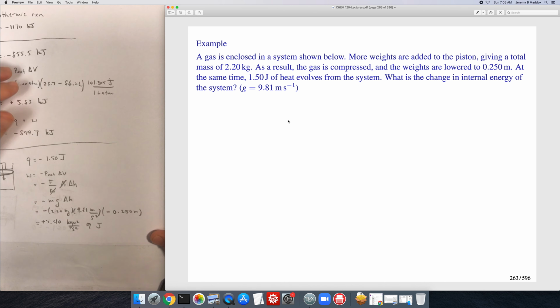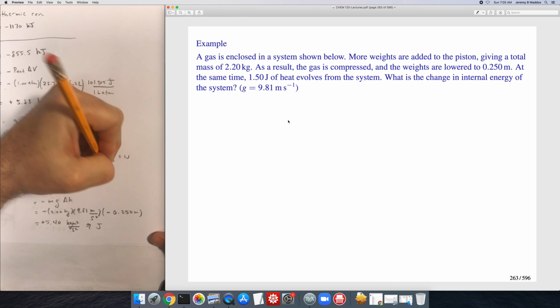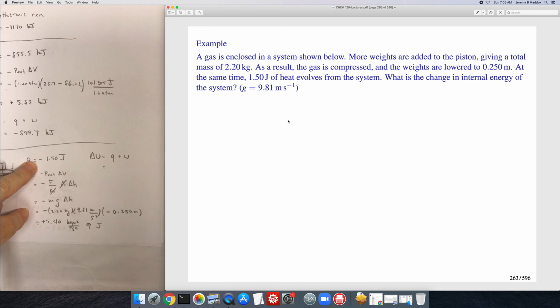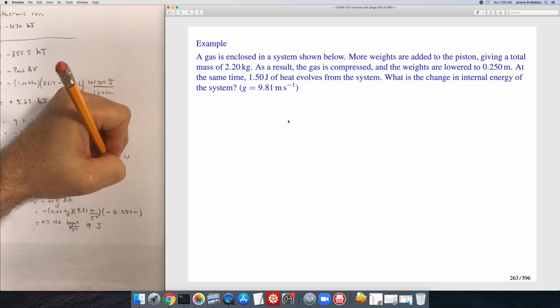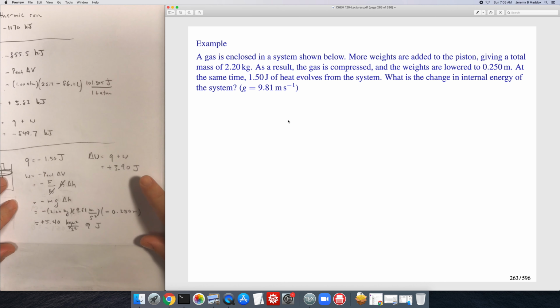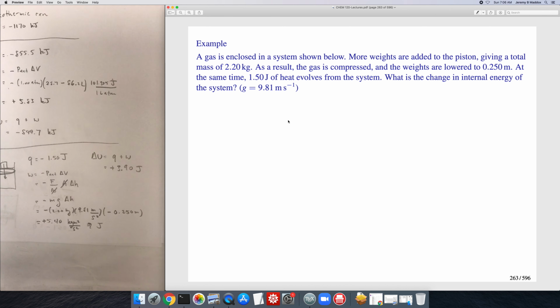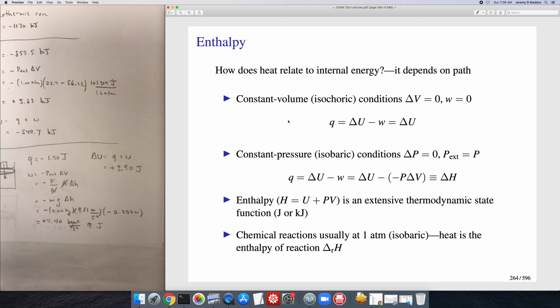So to get the delta U, we add together the heat and the work. In this case, it's going to be minus 1.5 plus 5.4. And we get an overall plus 3.90 joules. So in this problem, the delta U is positive. Overall, the system gained energy when it was compressed, even though it lost a little bit of energy through heat. Okay, so that's another first law type of problem. Well, the next topic, enthalpy, we are going to save for the next video.